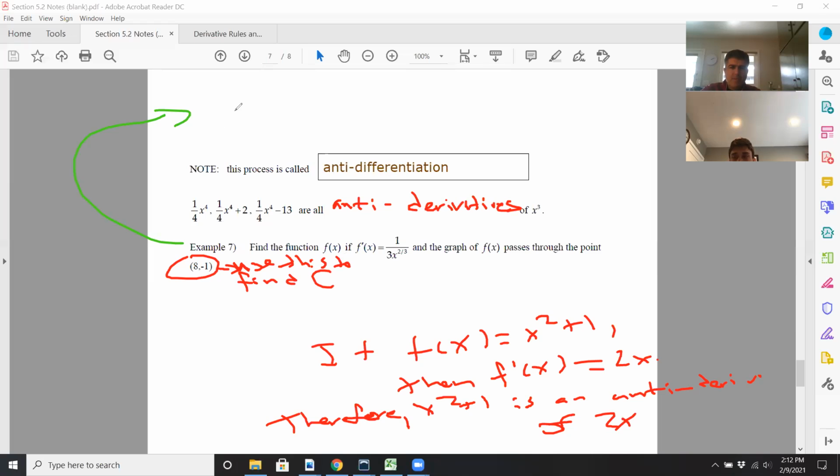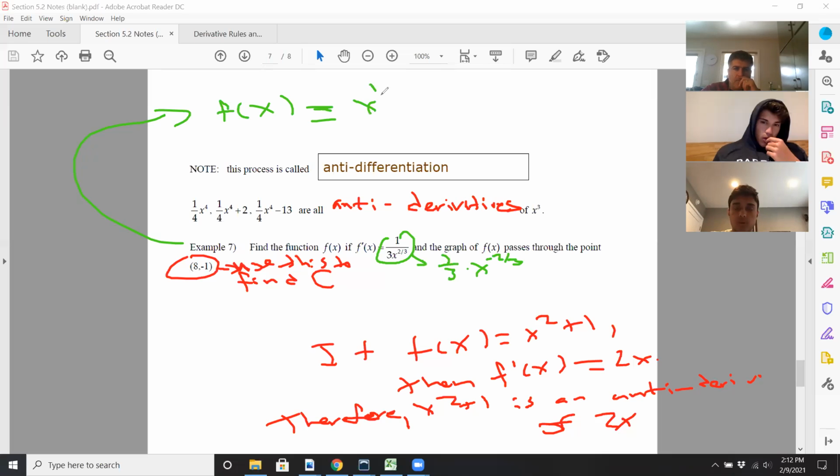So f of x, it's a little tricky. Anyone have an idea of what f of x is going to be? Like what kind of function or exponent we're going to see? Remember, it's like saying 1/3 times x to the negative 2/3. That's my derivative. So where did it come from then? What was the original function? x to what power? 1/3. Yep, 1/3. Good.